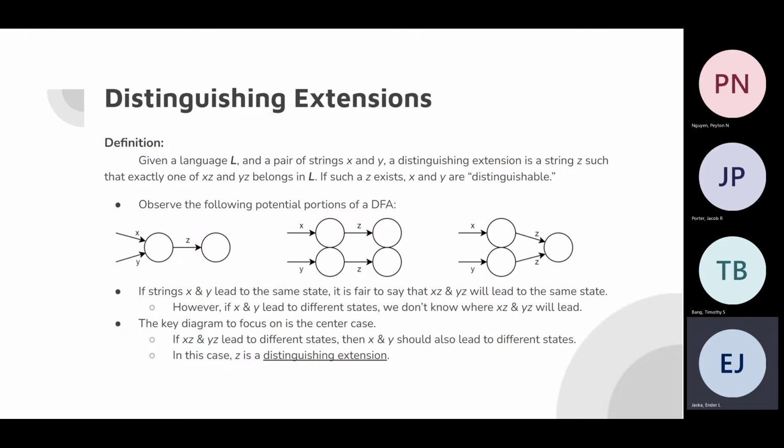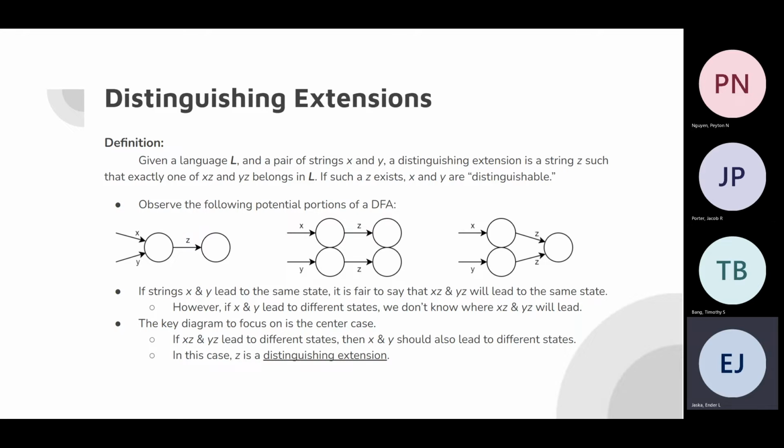So take a look at the following potential portions of a DFA here. If strings x and y lead to the same state, then it's fair to say that xz and yz will also lead to the same state. However, if x and y lead to two different states, then we don't know where xz or yz will lead. They could lead to the same state or they could lead to different states.